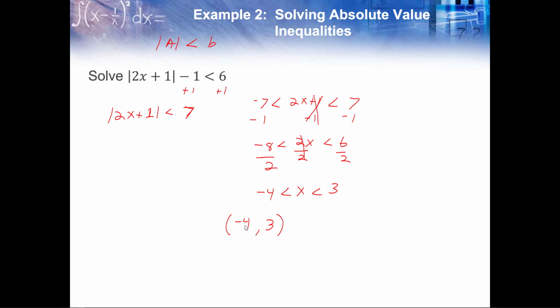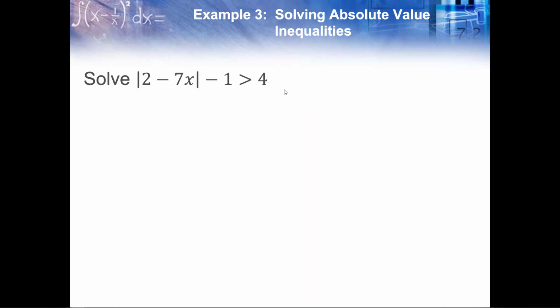Once again, keep in mind when you write your answers in interval notation, make sure you put the smaller number first and the larger number next. For this example, we cannot determine the case until we have actually isolated the absolute value expression. So to do that, we want to add 1 to both sides. And then we will have the absolute value of 2 minus 7x, these will cancel, is strictly greater than 5.